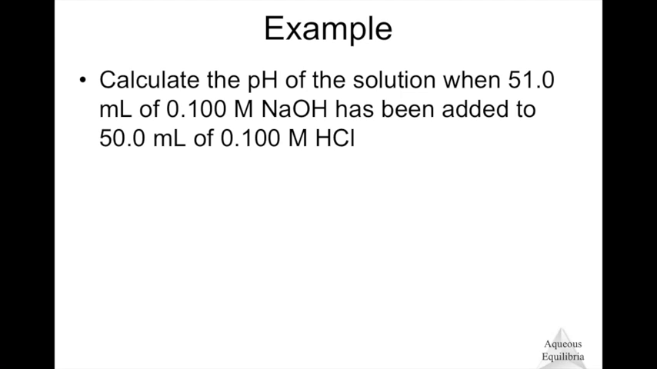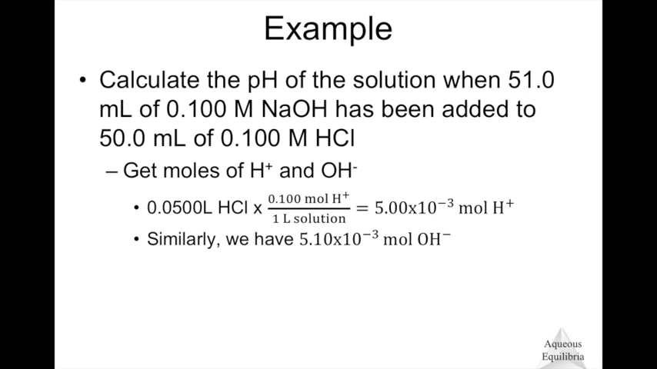So an example of these problems, something you might be asked to do: calculate the pH of a solution when 51.0 mL of 0.1 molar NaOH, a strong base, has been added to 50 mL of 0.1 molar HCl. So this is a strong acid, strong base. How do we do this? We've got to get the moles of our hydrogen and moles of our OH ions, and then we can figure everything out.